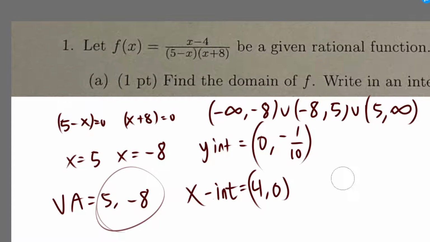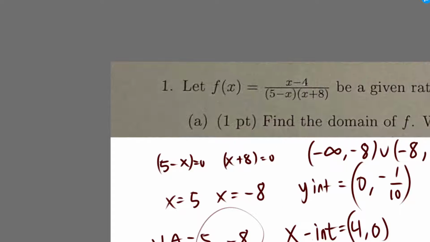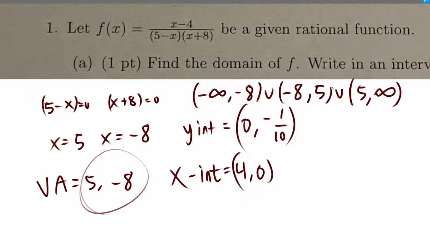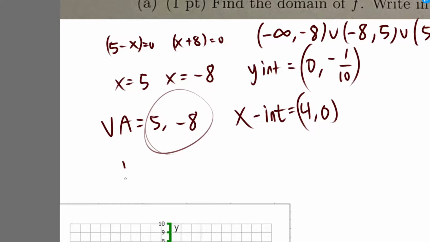Now, in our case, the degree of our numerator is going to be 1. The degree of our denominator is going to be 2. And so m is less than n, which means that our horizontal asymptote is going to be equal to 0. Y equals 0, to be more specific.